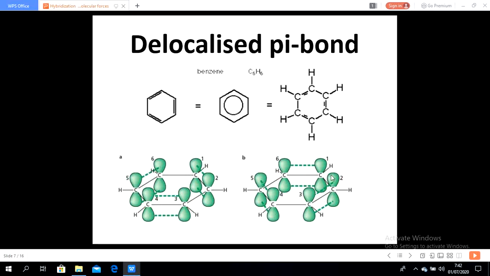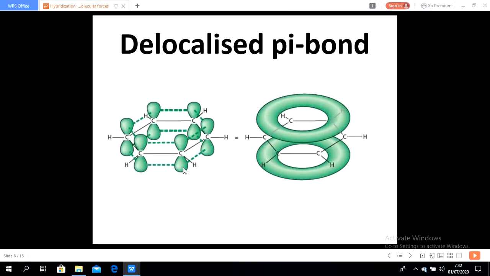Is there any difference in the number of carbon atoms or hydrogen atoms? Of course not. They are the same. How to determine 1, 2, 3, 4, 5, 6? 1 can start from anywhere. That's why the double bond can be placed in any position within the structure. This is what it means by delocalized. The double bond can move around.